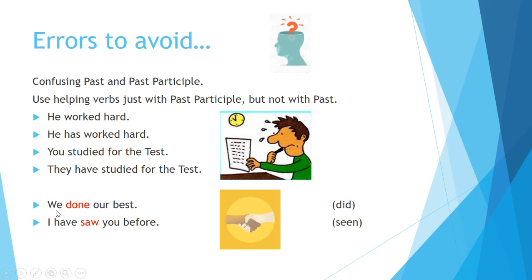We have this example here. We done our best. This one is not correct because we don't have any auxiliary before it, so it should be in past tense, and the past tense of do is did. The correct form should be we did our best. But now if we have I have saw you before, we have the auxiliary here, so the conjugation would be seen for the participle, and it should be I have seen you before. So let's be careful with that.